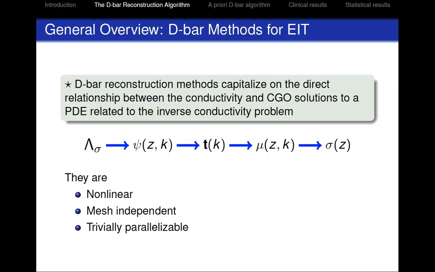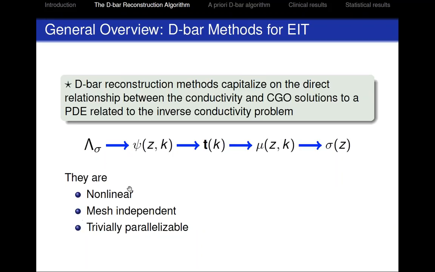They capitalize on the relationship between the conductivity and these complex geometrical optics solutions to a PDE related to the inverse conductivity problem. I wrote this in general terms because there's more than one D-bar method, and depending on which one you pick, it's going to be CGO solutions to a different PDE. The one I'll show in this talk is based on a 1996 proof by Adrian Nachman for the inverse conductivity problem. It's the global uniqueness proof, and the steps are outlined here.